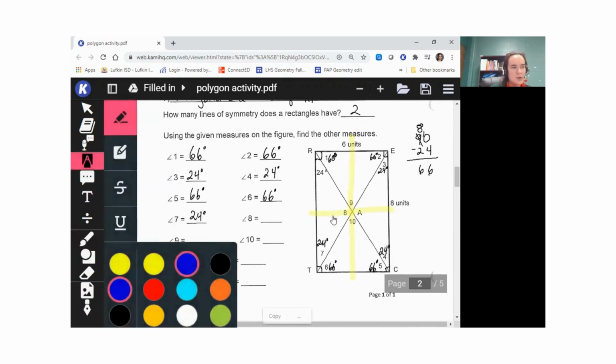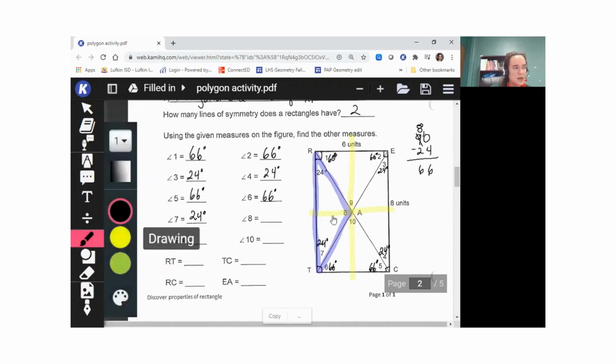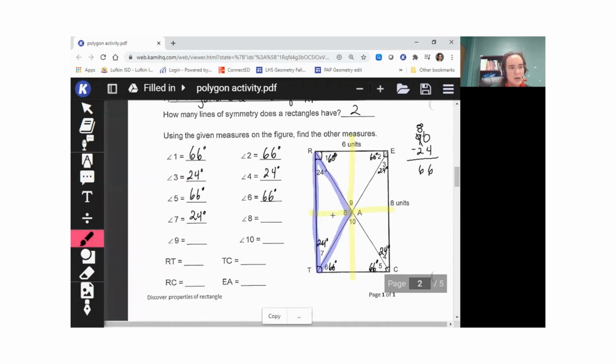Now we need to use those triangles that are being made by our diagonals. So angle 8 is in this triangle. So we have two angles labeled in that triangle already. So to find that missing angle, we can add 24 and 24 together. And that gets us 48, and then subtract from 180. And we get 132 degrees for angle 8.